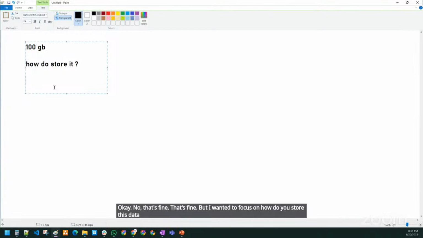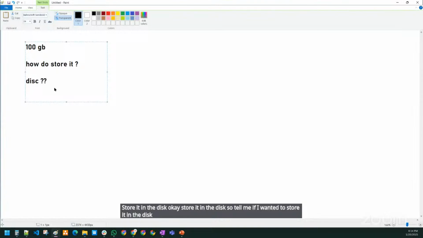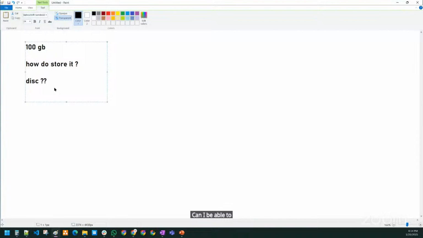Assume that I'm giving you 100 GB of the data now. I want you guys to store it. Where do you store it, guys? Please tell me. Store it in the disk. Okay. So tell me, if I wanted to store it in the disk, how much can I store? Can I be able to store 100 GB?